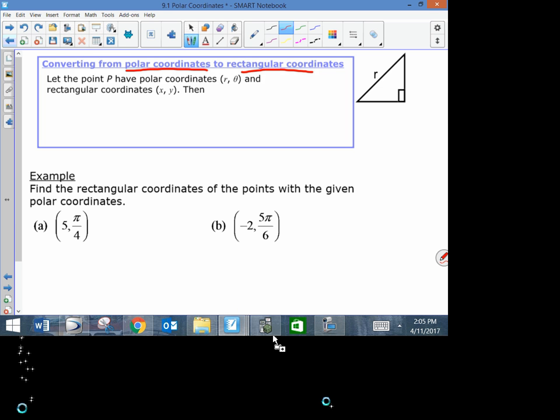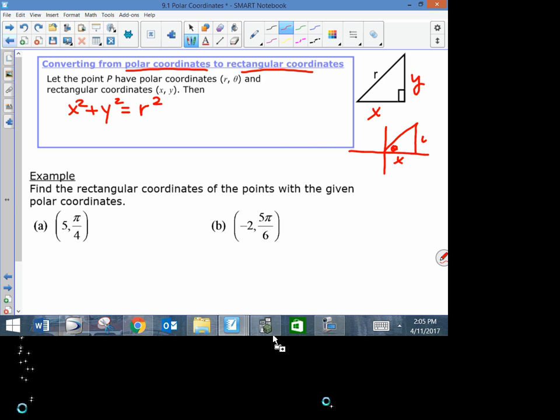Let's see. What do you think the relationship is between x, y, and r? Very good. x squared plus y squared equals r squared. Okay? What do you think theta probably is going to be? I should have turned that the other way.